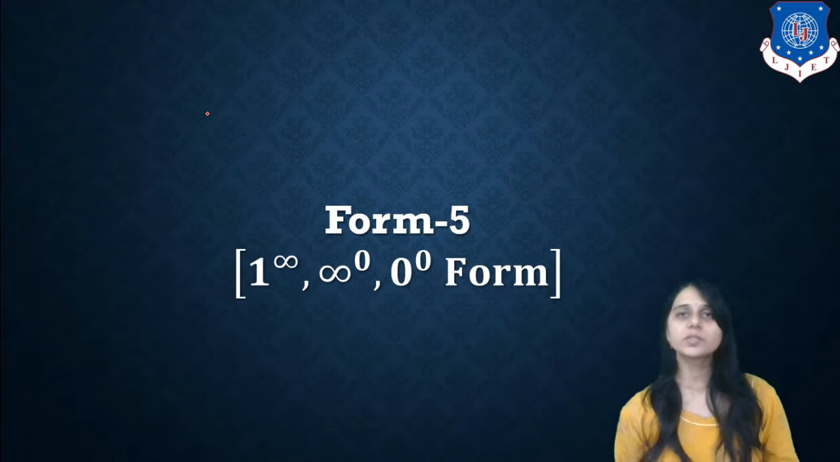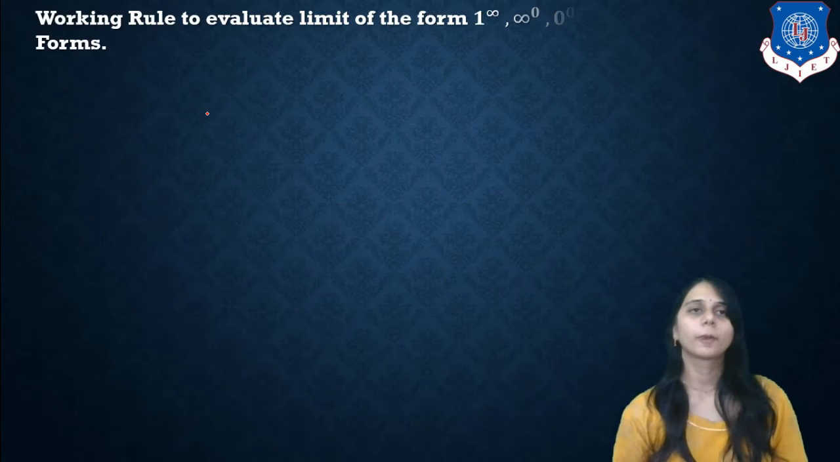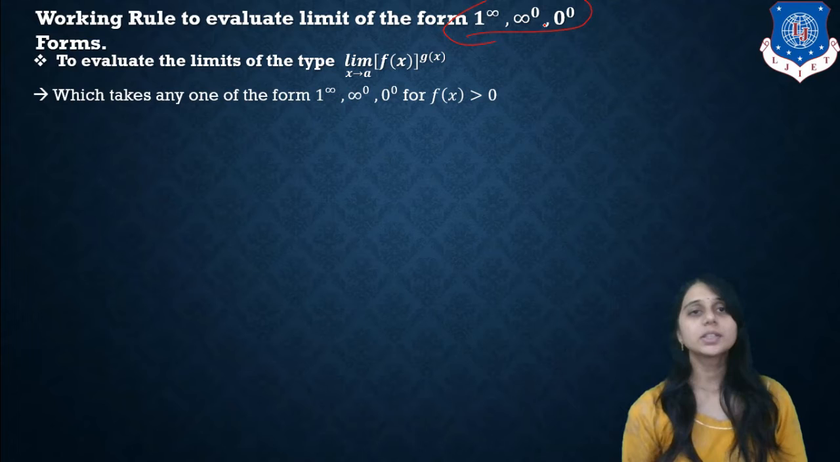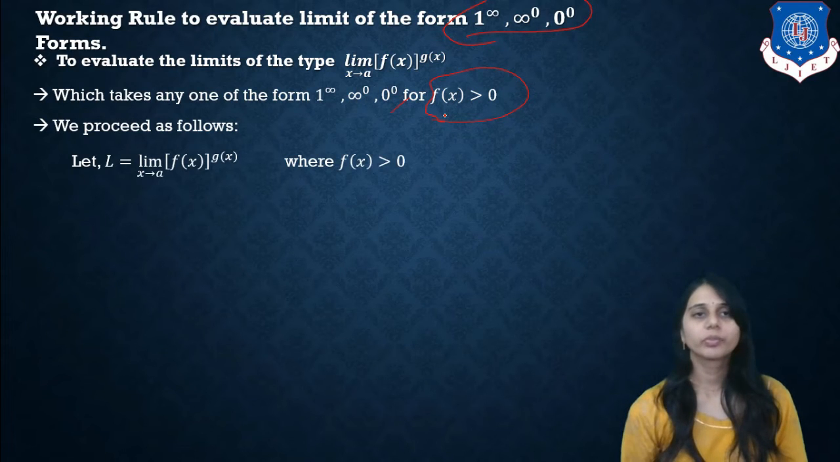Form number 5, that means 1 raised to infinity, infinity raised to 0, 0 raised to 0 form. Working rule to evaluate these formations: to evaluate the limit of limit x tends to a of f(x) raised to g(x), which takes any one of the forms 1 raised to infinity, infinity raised to 0, 0 raised to 0, for every f(x) greater than 0, we proceed as follows. Let L equal limit x tends to a of f(x) raised to g(x), where f(x) greater than 0.